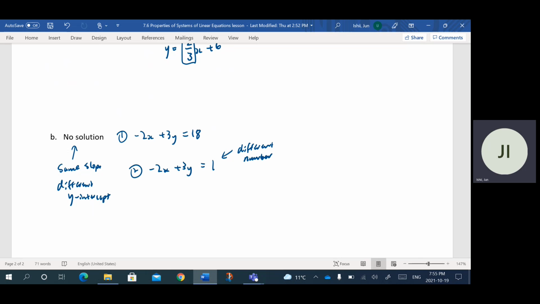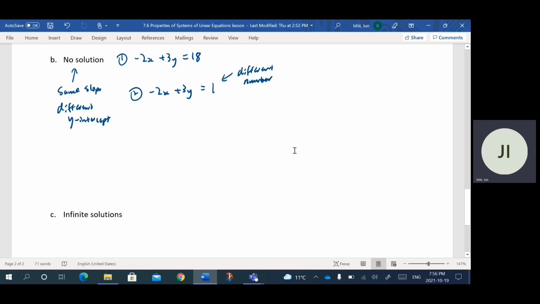On that side, that will create a line with the same slope, but a different y-intercept. So as long as it's not 18, it can actually be negative 18 if you wanted. But once it's not positive 18, then you're going to have two lines with the same slope, but different y-intercepts.